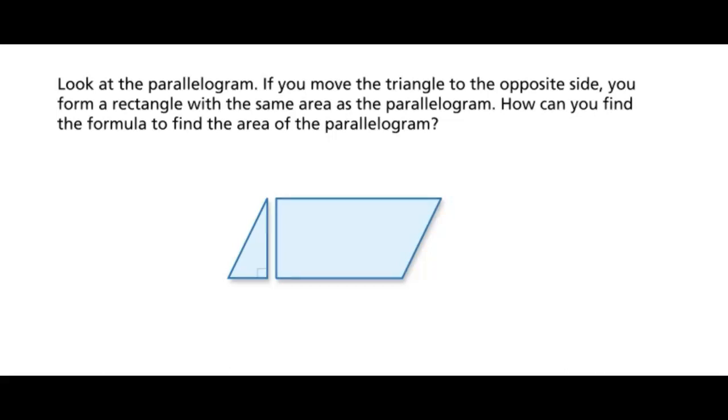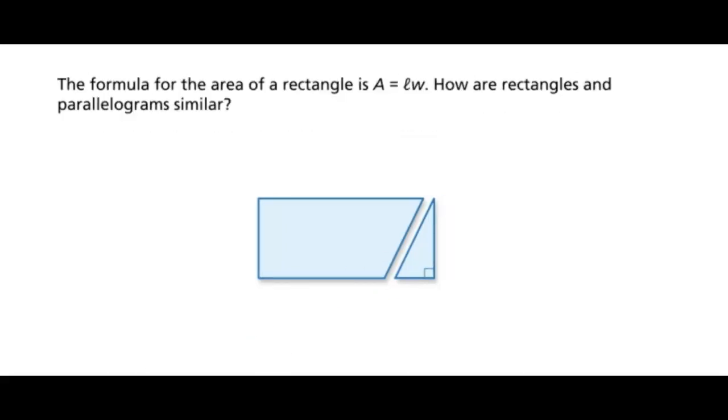We cut it, and then we put it on the other side, and with that you could make it look like a rectangle. So a rectangle, we always know the formula by heart. It's length times width. Okay, so we know the formula for the area of a rectangle is A, or the area, is length times width, or LW. So how can a rectangle and parallelogram be similar?